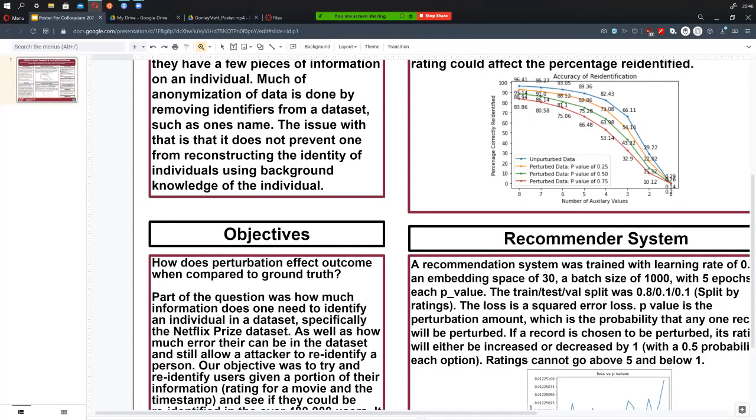So our objective was to see how perturbation affects the outcome when compared to the ground truth, in kind of two separate experiments that were conjoined. One was de-anonymizing users within the data set. The other was a recommender system.